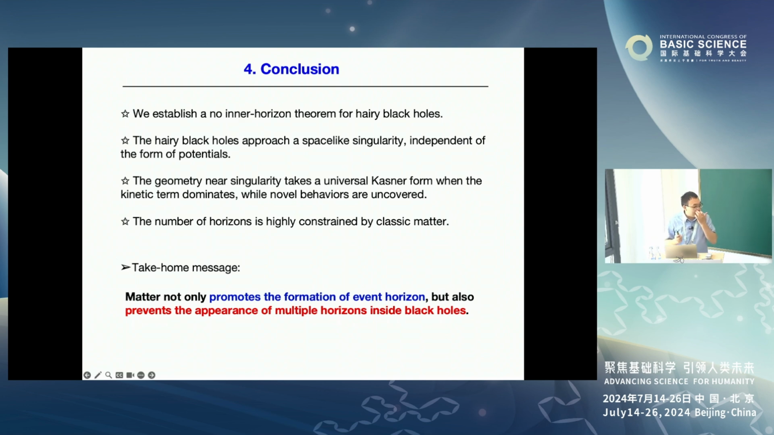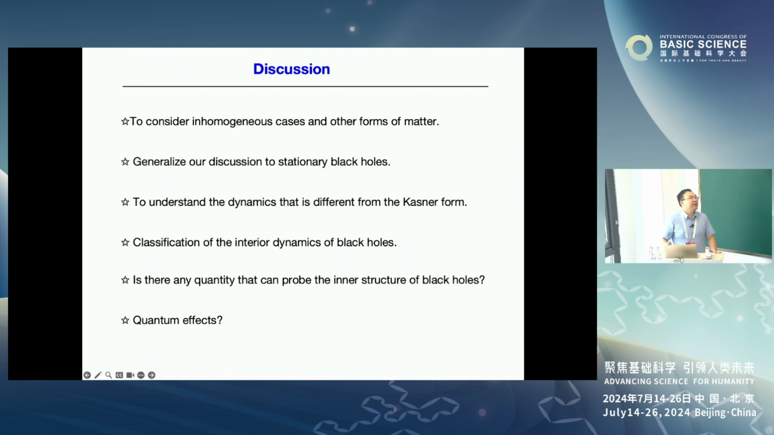So maybe there is a lot of information, but the take-home message is like this. I want to convince you that classical matter not only promotes the formation of the event horizon, but also prevents the appearance of multi-horizons inside the black hole. I think that's the main message I wanted to convey. Because there are many interesting questions we can study in the future.